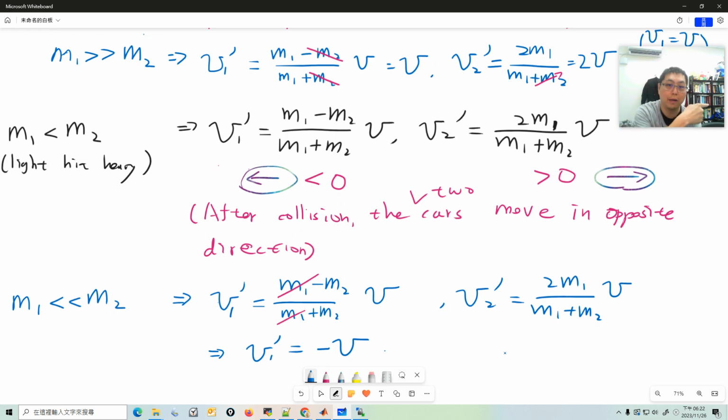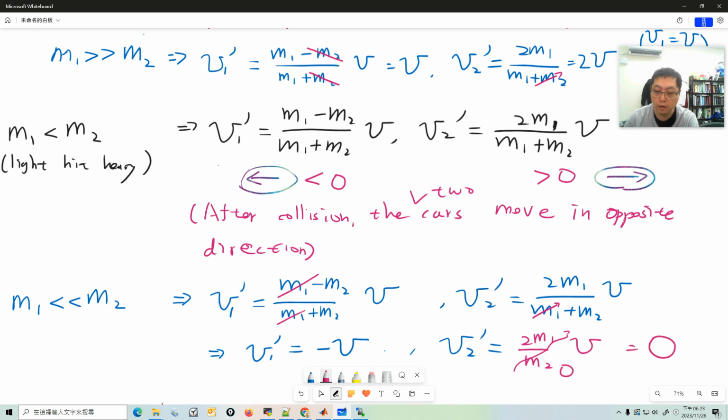It just bounces back, with the same speed as the initial velocity but in the reverse direction. So what will be V2 prime? If M1 is very small compared to M2, then M2 is greater than M1, so this term is not important anymore, and with 2M1 over M2, this is going to be close to 0.